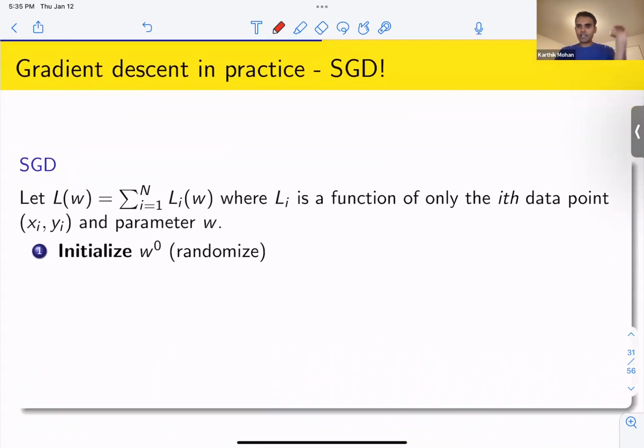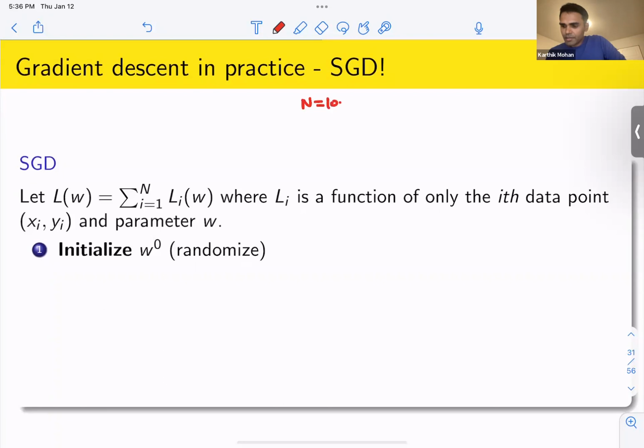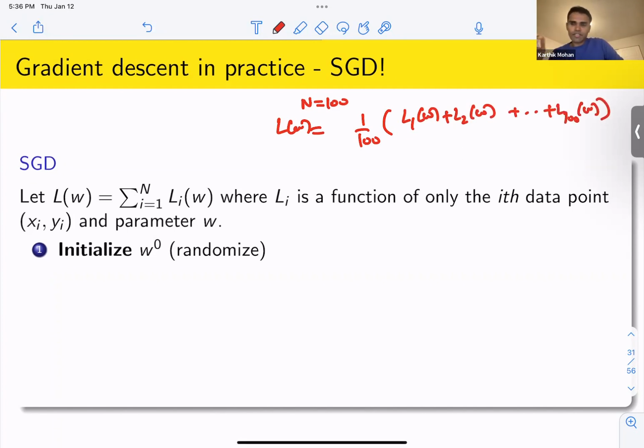Let's look at stochastic gradient descent. So this is one of the fundamentals. What's the idea of stochastic gradient descent? The loss function is actually a sum of loss functions over data points, right? So let's say n was 100, your loss function would be something like 1 over 100 times L1 of W plus L2 of W, and so on, up to L100 of W. So you're looking at the loss across every single data point and averaging it, which makes sense. I want to minimize the average loss that I'm incurring across different data points.